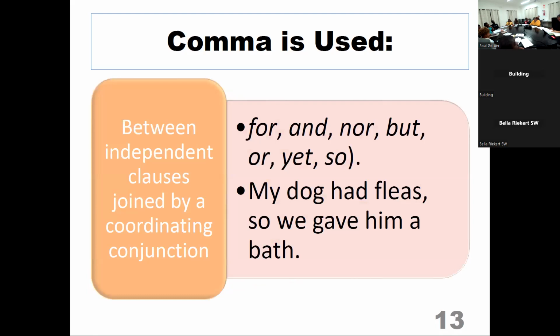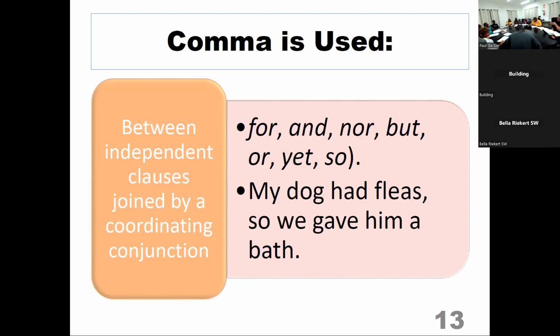So here's this debate. Commas are used between independent clauses joined by a coordinating conjunction. That is what we just spoke about. You see there, those are all conjunctions: for, and, or, but, yet, and so. It says, my dog had fleas, so we gave him a bath. You see that? That's a conjunction there, and you put the comma there.